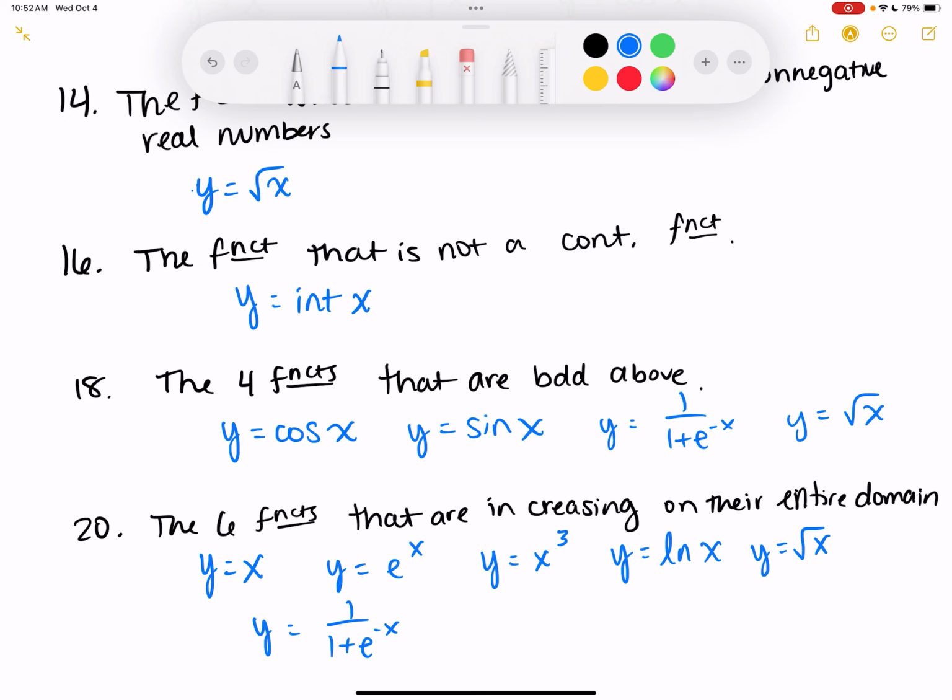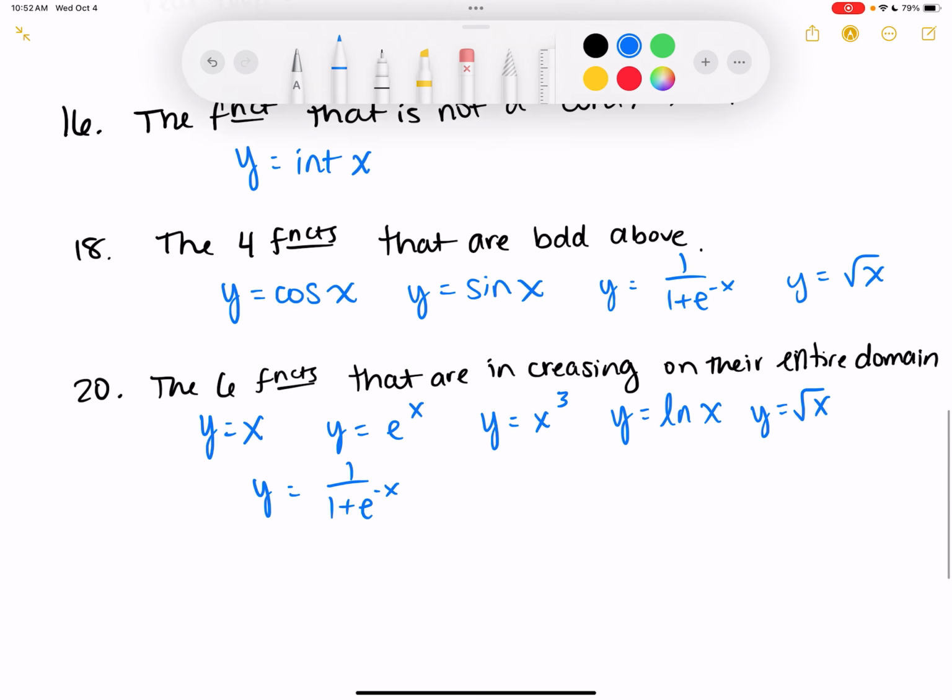Greatest integer isn't, because there's those discontinuities at every point and those aren't in the domain. So that's why. Because it looks like it would be, but that's why it's not.